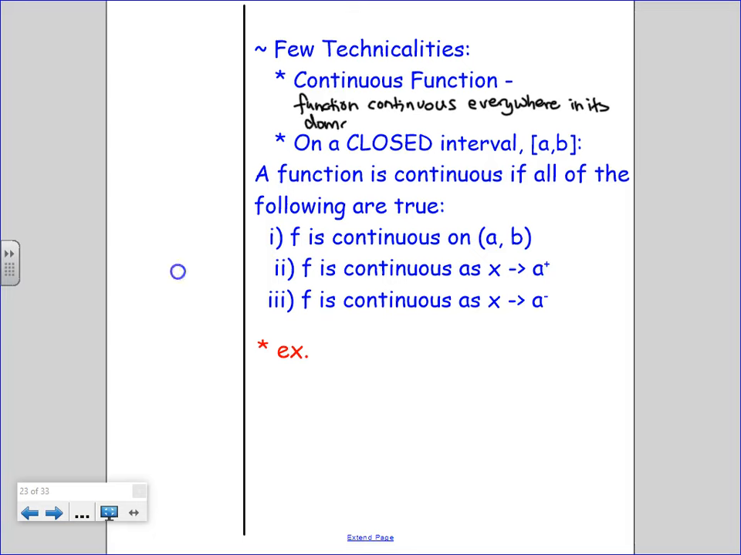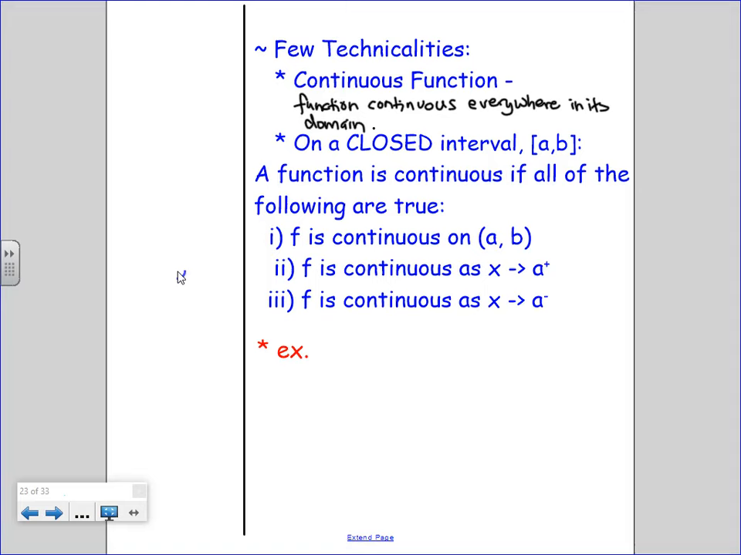X squared is continuous everywhere, and it's a continuous function. 1 over x is not continuous everywhere, but it is a continuous function. Why? No breaks, no jumps, except at x equals 0, which is not in its domain. So that makes a difference, and it makes it that much more important that we can figure out domains really quickly, which hopefully we can, but I just wanted to make sure that was true.